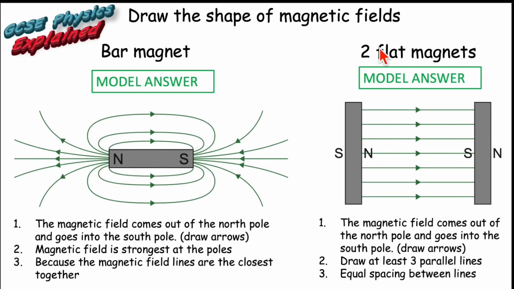3 marks. What if it says draw a uniform magnetic field? So if you've got 2 flat magnets like this, the magnetic field once again comes out of the North Pole and goes into the South Pole. So make sure you draw arrows going from the north to the south. You need to draw at least 3 parallel lines. 1, 2, 3. And make sure that they are equally spaced apart.